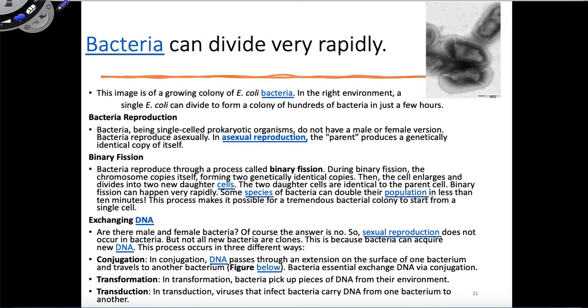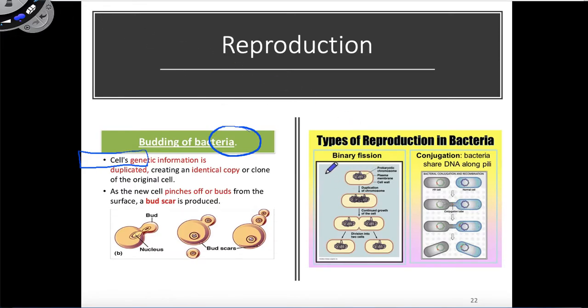Bacteria can divide very quickly. Here on the right, we see a single E. coli bacteria that is dividing, so it's making copies of itself. We know that bacteria reproduce quickly via asexual reproduction, and the example that you need to know is binary fission. Let me quickly move to the next slide here. And here's a picture of binary fission. This just means that you start off with one bacteria. This bacteria replicates its chromosomes or DNA, and then you end up with two identical copies or two identical clones.